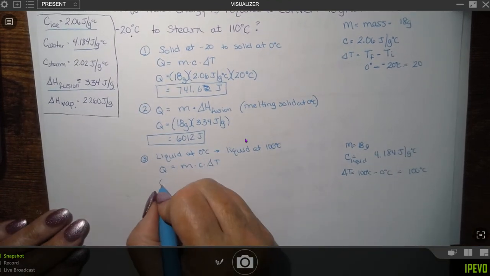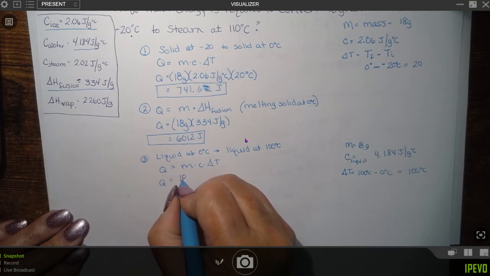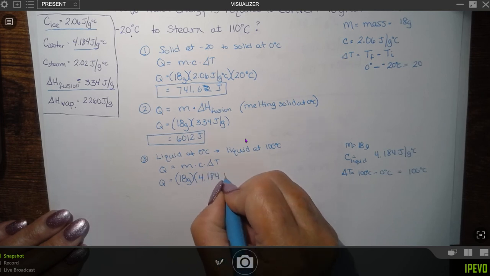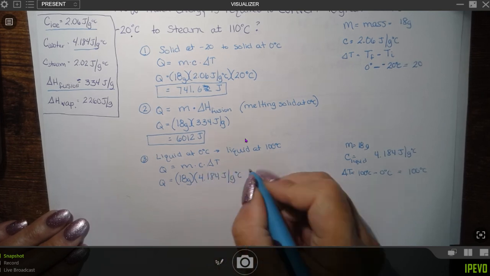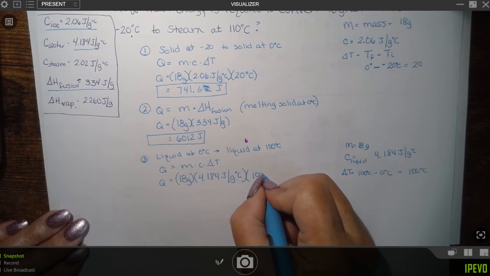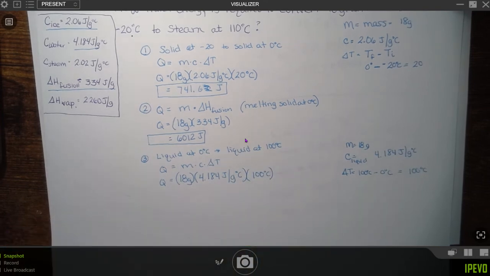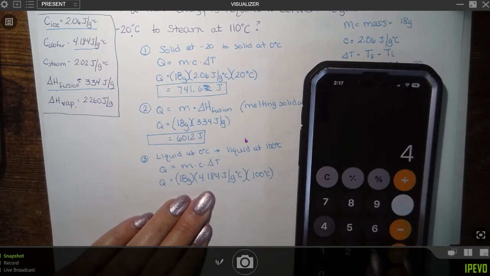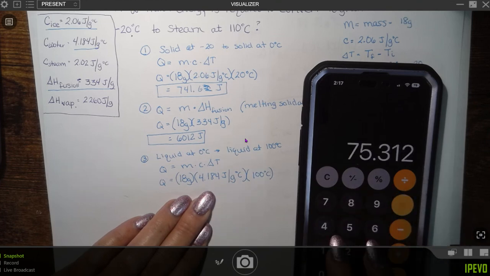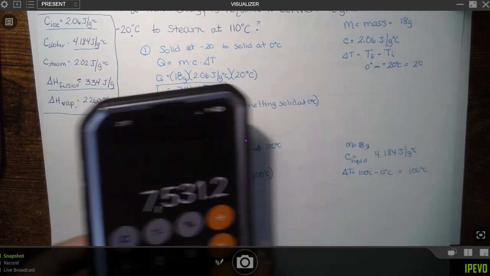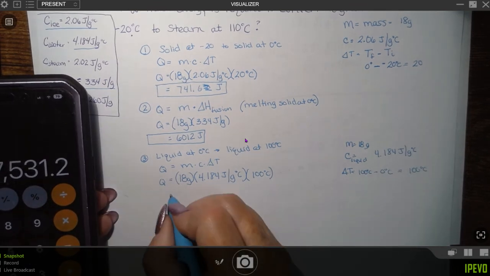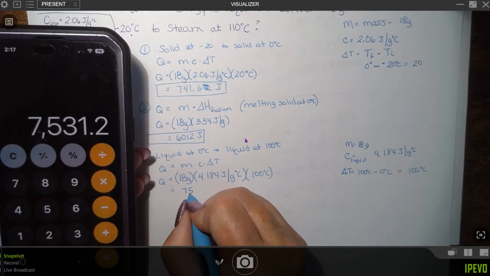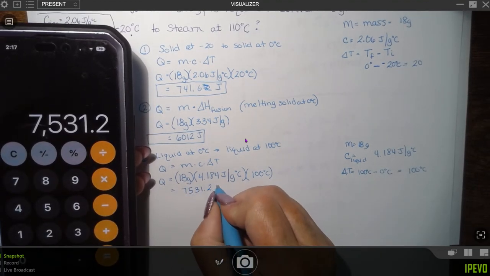So let's plug this in. Q is equal to, the mass is still 18 grams, times 4.184 joules per gram degrees Celsius, times delta T, which is 100 degrees Celsius. So let's calculate this. 18 times 4.184 times 100, 7,000. So Q of step 3 is 7,531.2 joules.